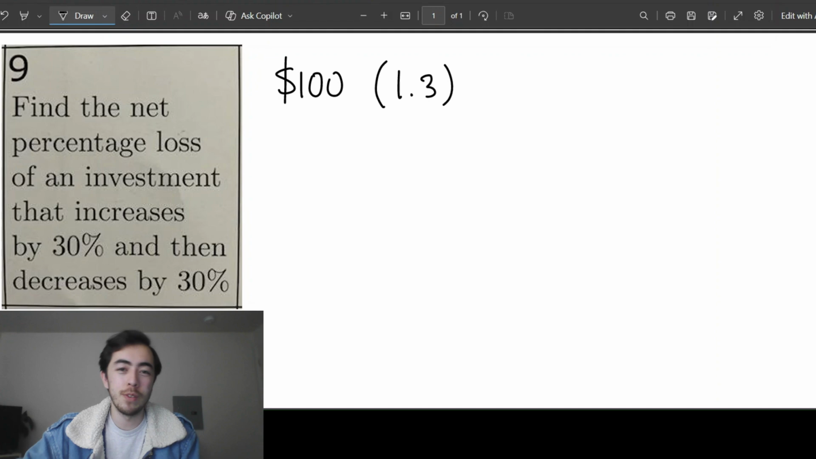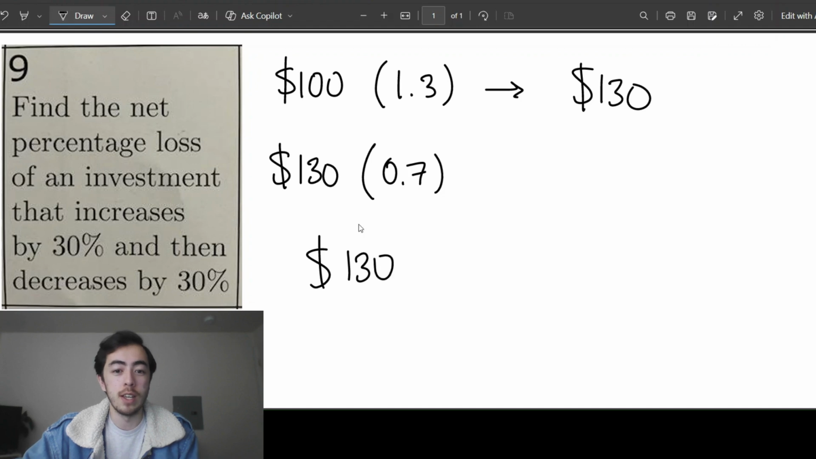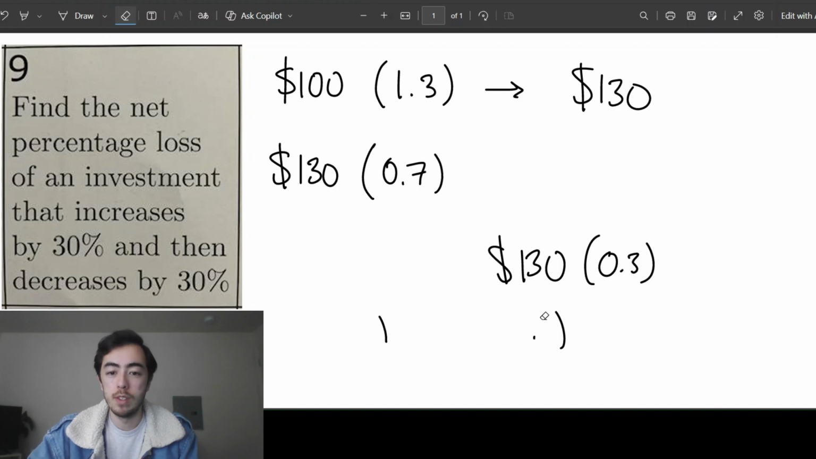Anyways, finding a 30% increase on $100 is not hard. That's just $130. What's a little bit trickier is doing the mental math for a 30% decrease on $130. And here we could do it 2 different ways. Again, we could either multiply just by 0.7, or like the reason why this 0.7 makes sense is we can take our initial value and subtract 30% of our initial value. And here we can factor out the 130 and we get 1 minus 0.3.